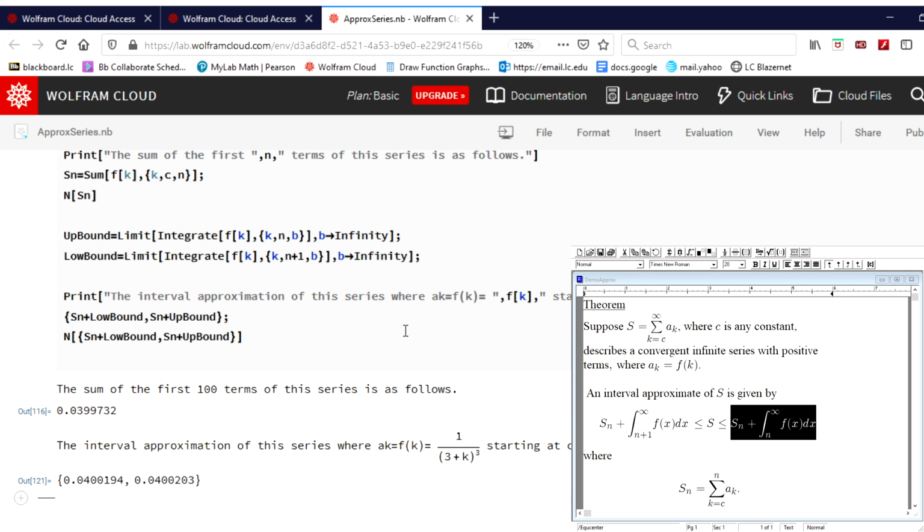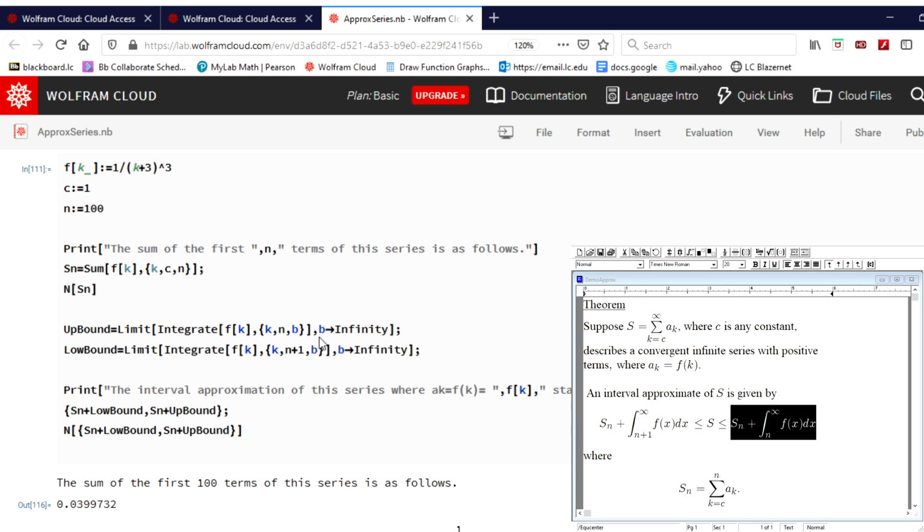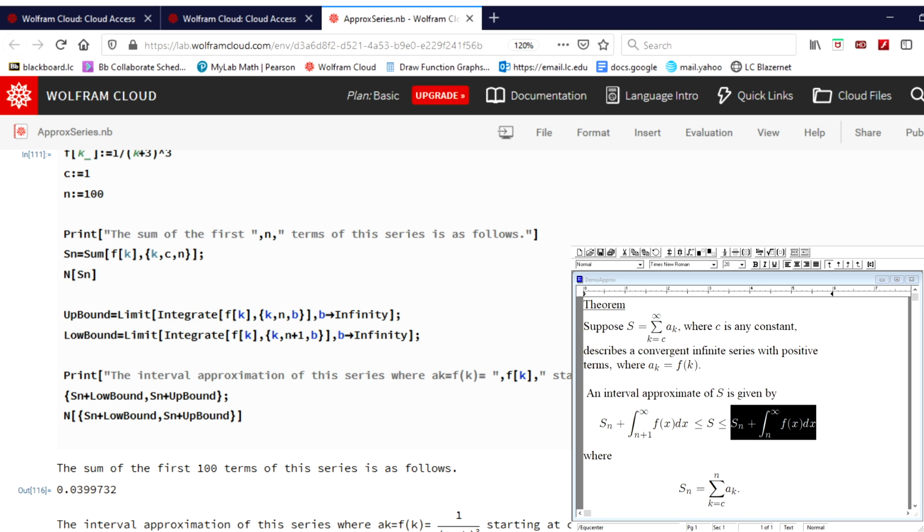And if I go ahead and hit enter, we have that cleared out. The sum of the first 100 terms is this. The interval approximation of this series, starting at c equal to 1, is then this here. And Mathematica does this calculation for us very conveniently with this program. So let me take a quick break. I'm going to come back and set up for you the case for an alternating series, which is actually a little cleaner in its calculation. I'll be right back with that.